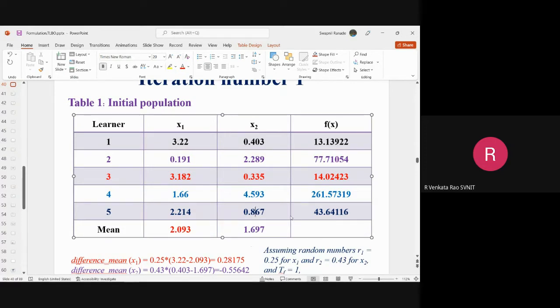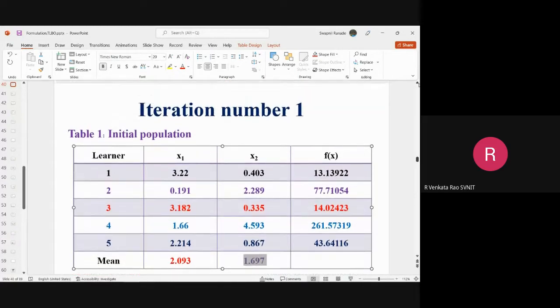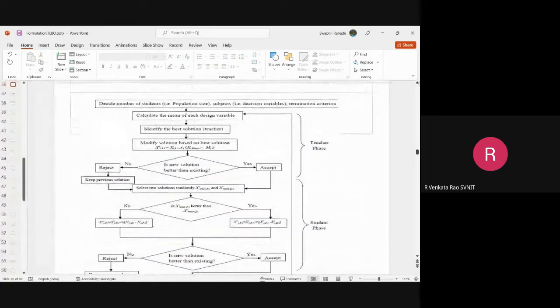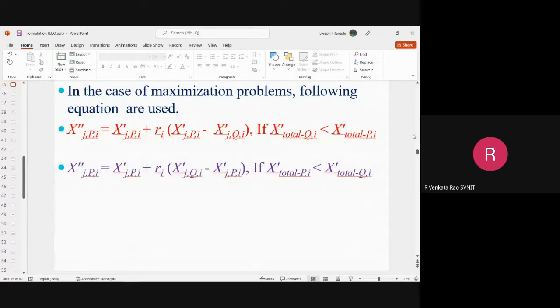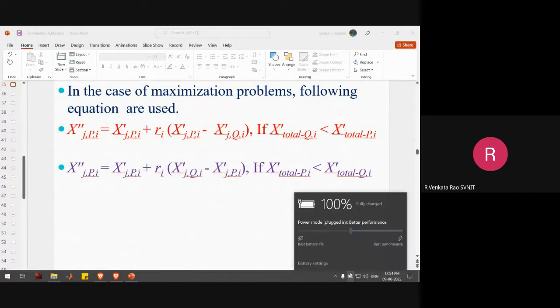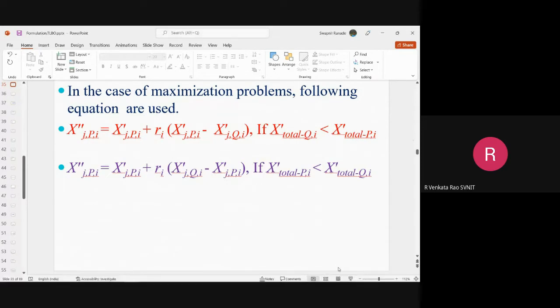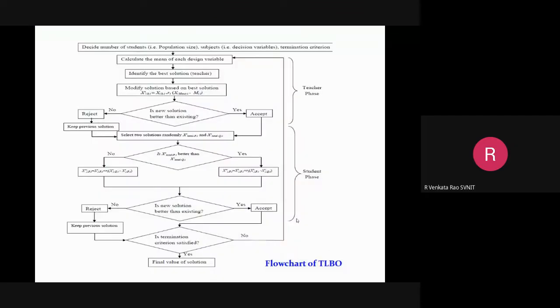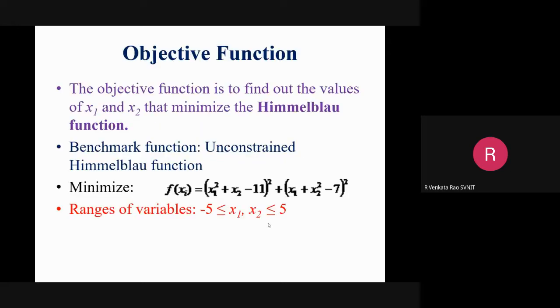And then what is there in the flowchart? According to the flowchart, the second block we have completed: calculate the mean of each design variable. Then the third block is to identify the best solution. In a classroom, who is the best? We normally say the teacher. That is why the best solution is considered as the teacher.